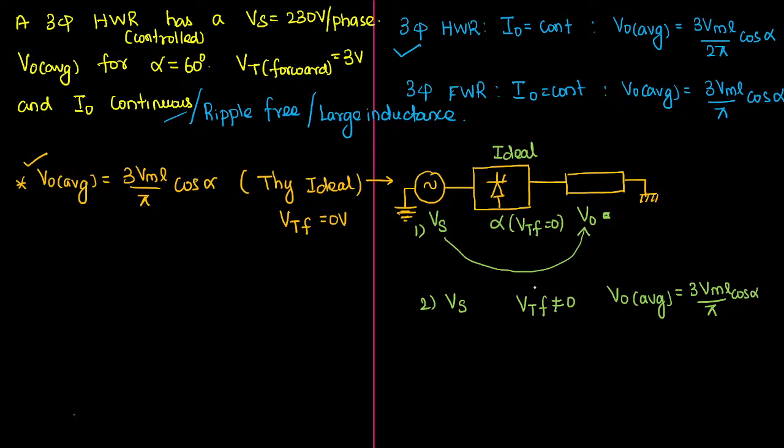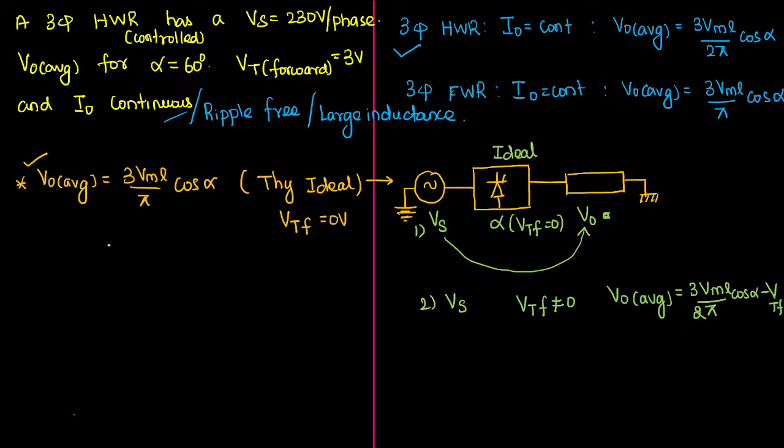If thyristor is blocking some amount of input voltage, then you have to subtract that voltage from here. Thyristor forward voltage will be simply subtracted from the actual overall output voltage. That's all. It is for half wave rectifier, where it is 2 pi. For the full wave rectifier, you have to remove this 2. This is the generalized formula.